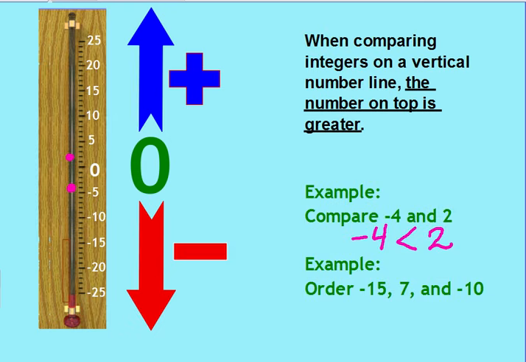When ordering integers, remember, integer, positive or negative number, let's do it from least to greatest. Here's a -15, here's the 7 up here, and a -10. So now let's order them from least to greatest. Start at the bottom and go up. -15, -10, and a +10 and a +7.